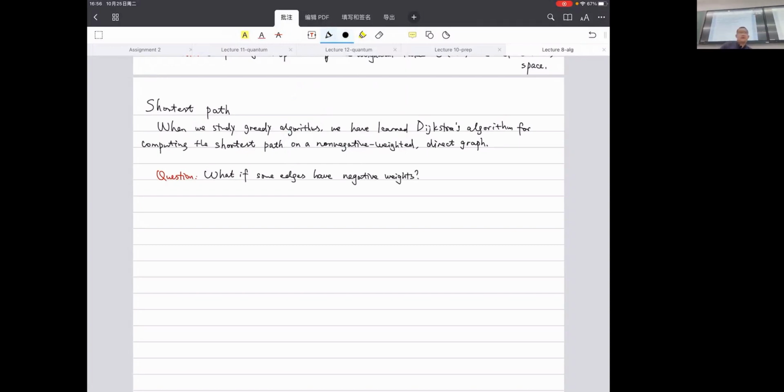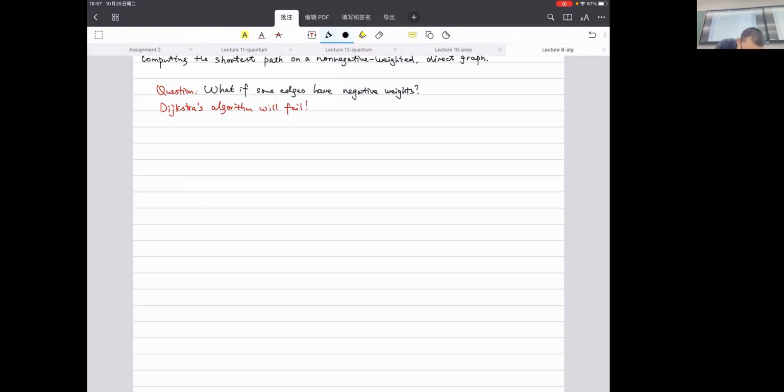In this case, in particular, does Dijkstra's algorithm still work? The answer is no. Dijkstra's algorithm will actually fail. Why is this the case? Let's take a look at this very simple graph. Maybe you have an S and a T here. We have one edge here with cost 2. There can also be two other vertices, with a 3 here, a 2 here, and a -4.